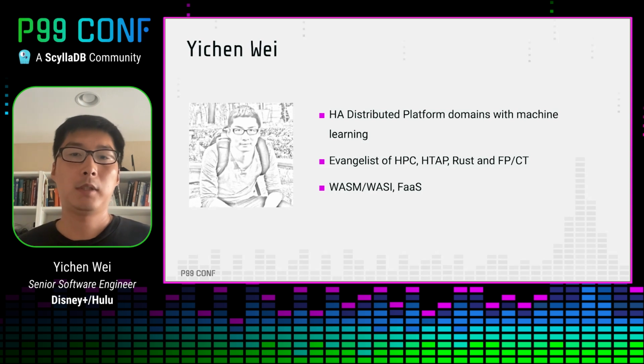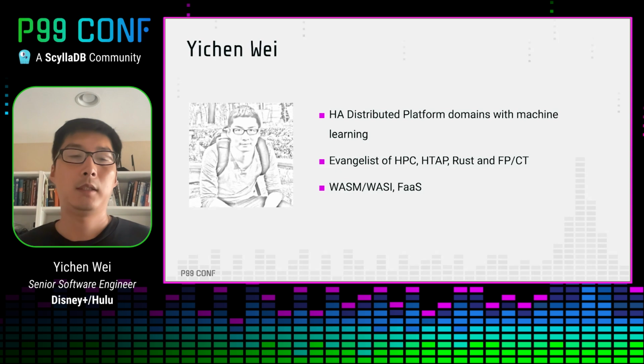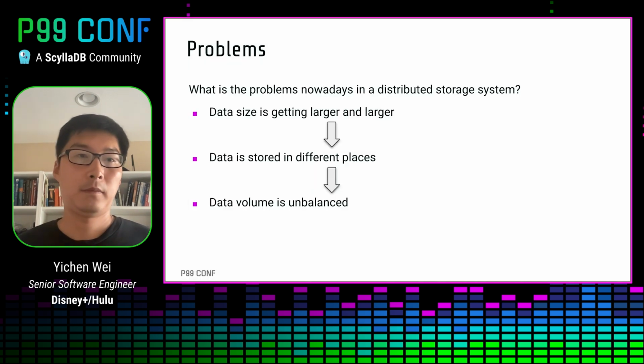Today, I'd like to talk about the trade-offs between performance and cost, since it's P99. First, I'd like to introduce some challenges and assumptions in a distributed storage system. First challenge is the data size.